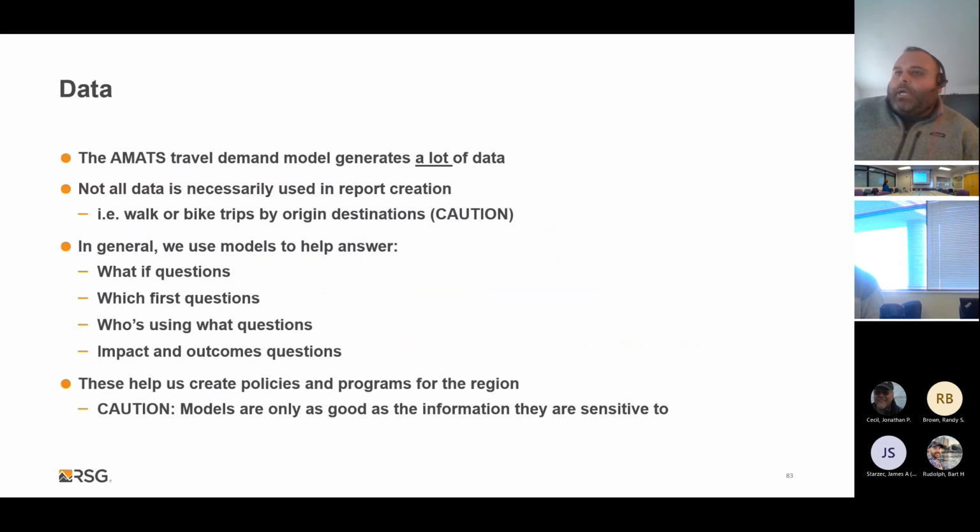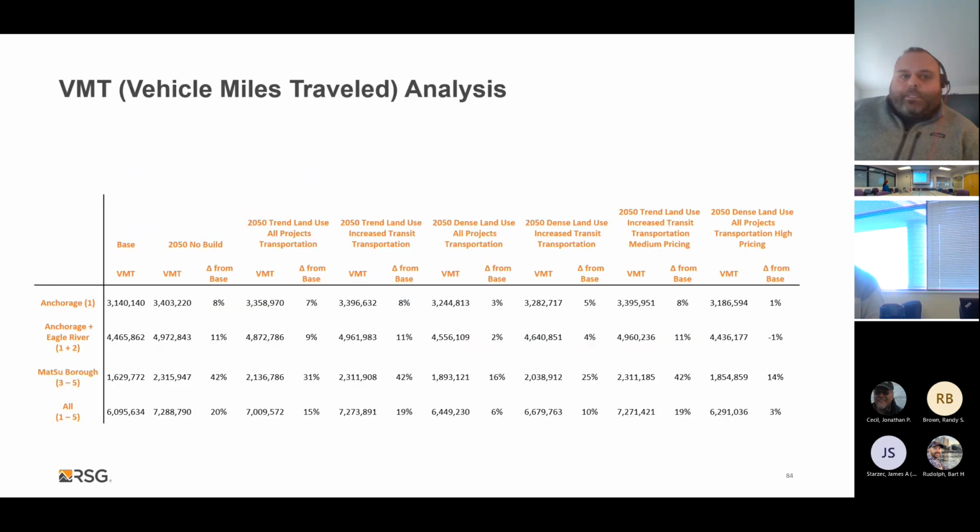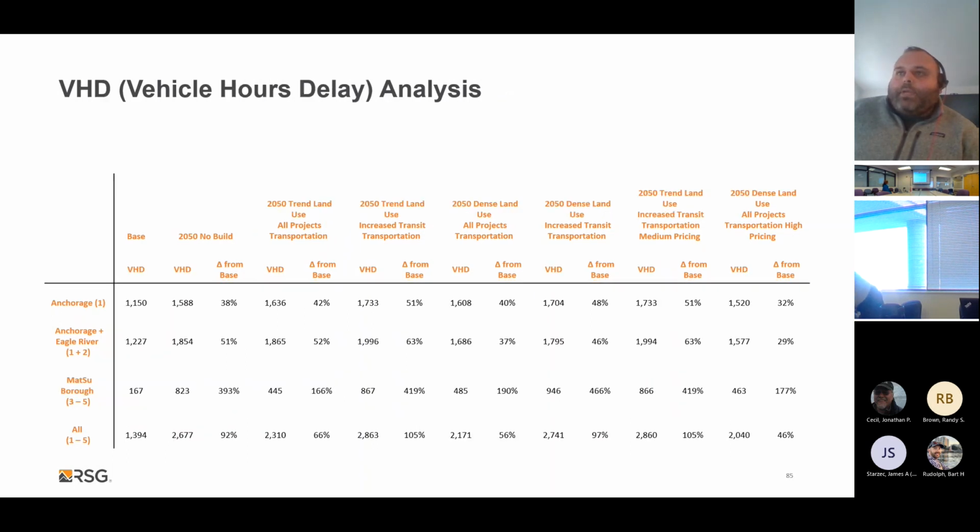So the next step is, how are we using the travel demand model? Some of the ways that we're using it are exactly how you've seen us deliver data to date for the MTP. We're doing vehicle miles traveled analysis, looking at different scenarios, comparing those scenarios, and looking at how much trip making activity there is. We've got vehicle hours of delay, which is just a measure of congestion.